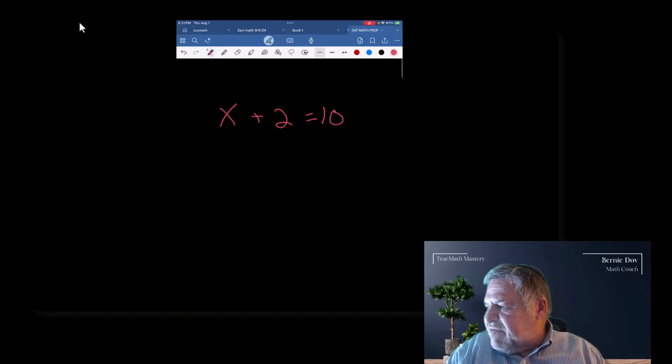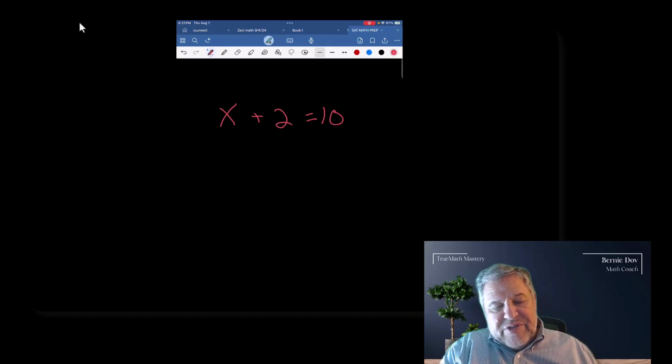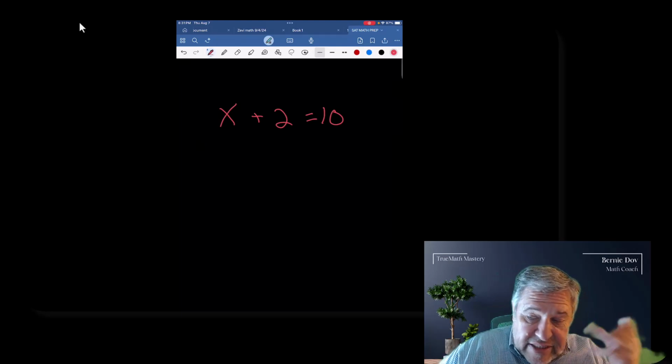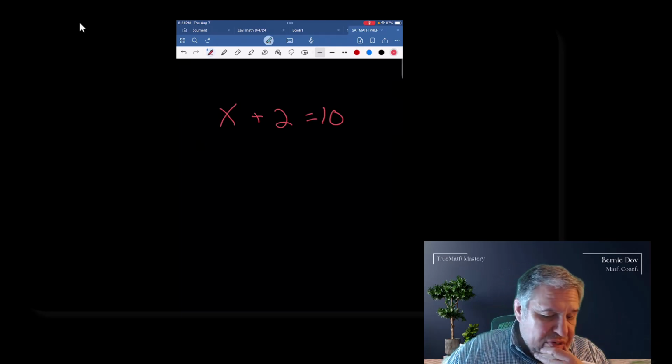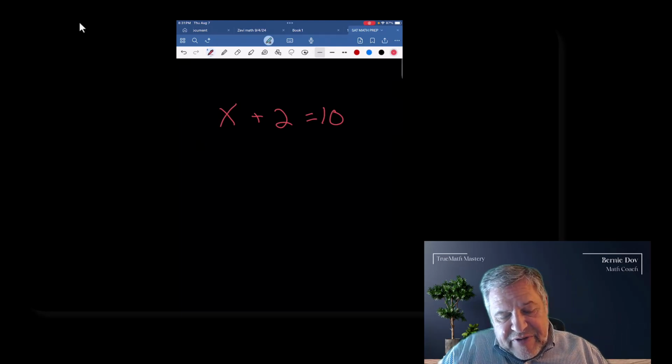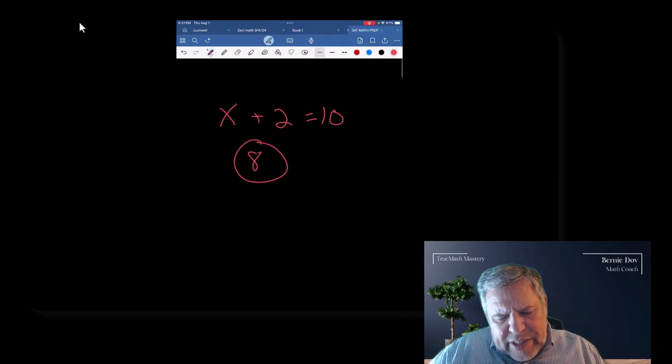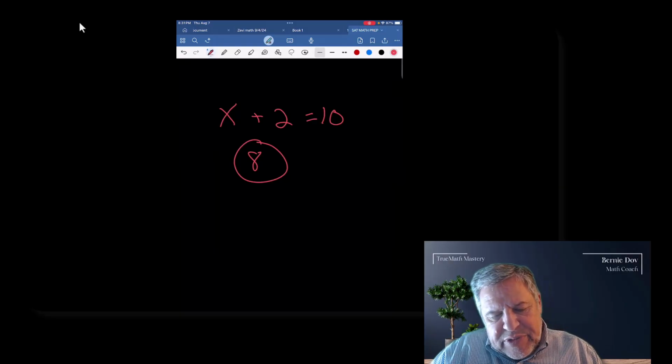Most kids see this even in third grade, but in third grade they don't specify it as x. But if you ask any seventh grader or eighth grader to find x or solve for x, they'll say 8. I say, great. But then I say, what does it mean to find x?